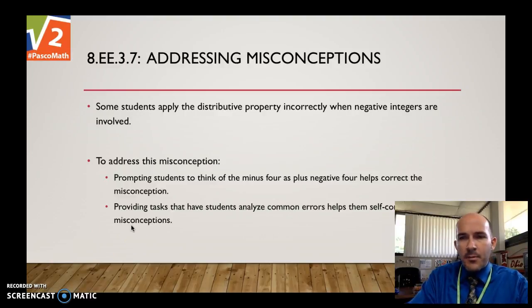So some common misconceptions: some students apply the distributive property incorrectly when negative integers are involved. And so some things to address this misconception would be prompting students to think of the -4 as plus -4. The additive inverse from grade 7 helps them correct that misconception. Also provide tasks that have students analyze common errors. That helps them self-correct many of the misconceptions that they have.